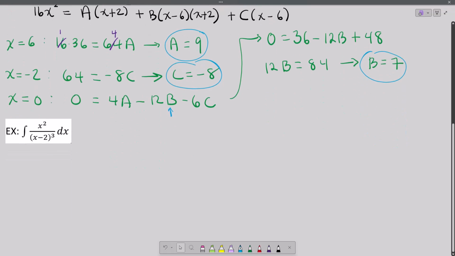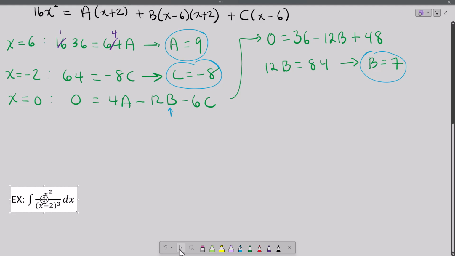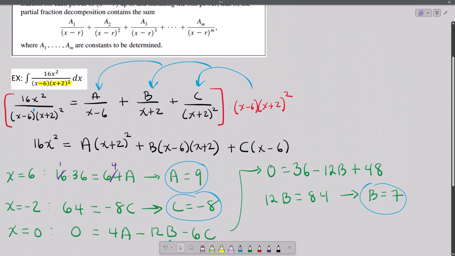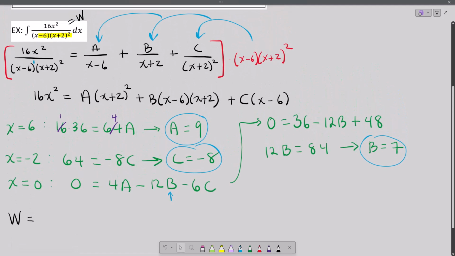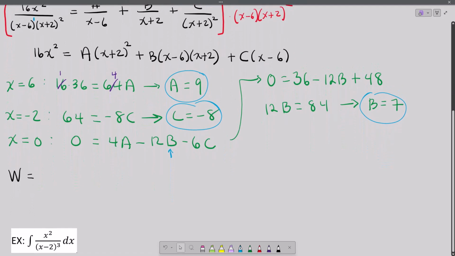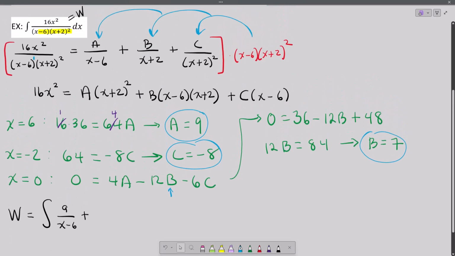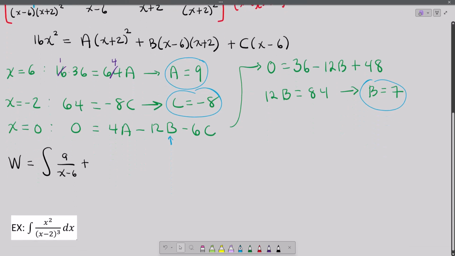So let's then take this and set up our new integral. We're going to call our original integral whatever we want. W is a fine letter. So we are going to end up with a is 9, so we have 9 over x minus 6, plus b is 7, so 7 over x plus 2.